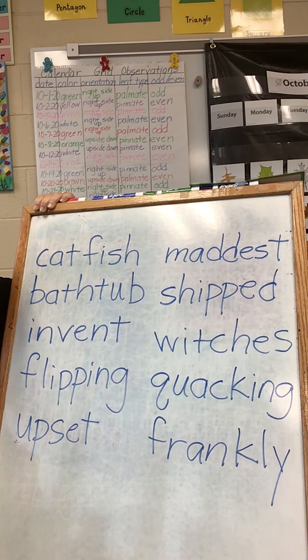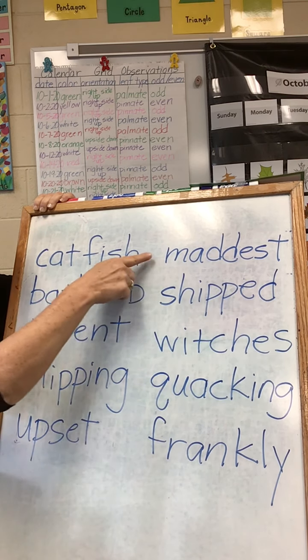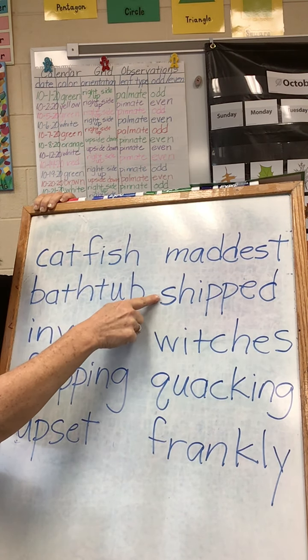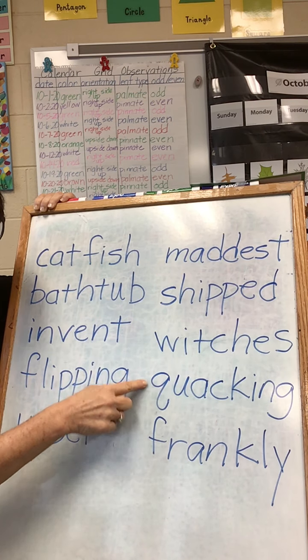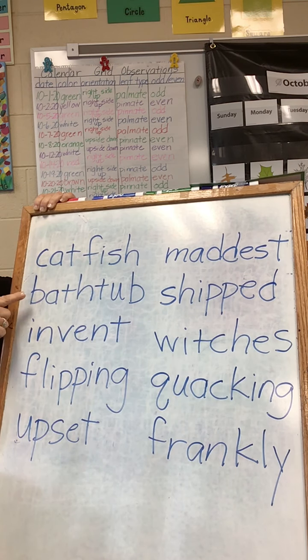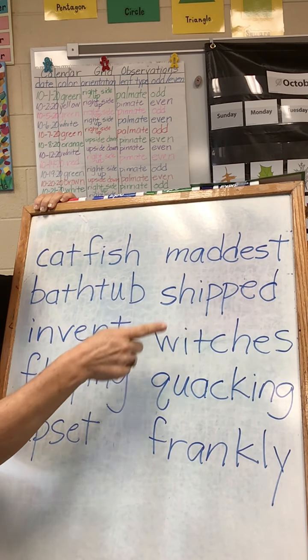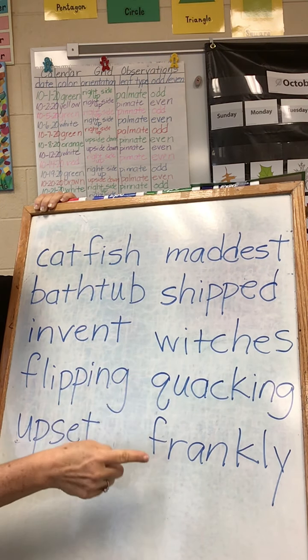All right, here we go. Medium fast. You can say them with me. Catfish, bathtub, invent, flipping, upset. Maddest, shipped, witches, quacking, frankly. All right, let's go faster. Catfish, bathtub, invent, flipping, upset. Maddest, shipped, witches, quacking, frankly.